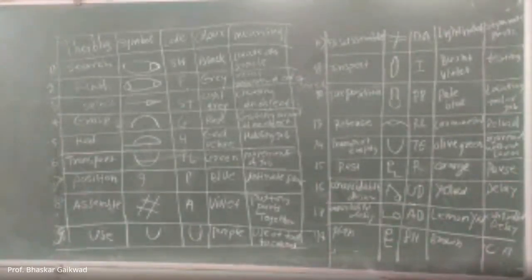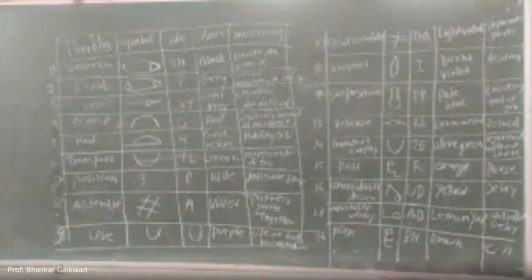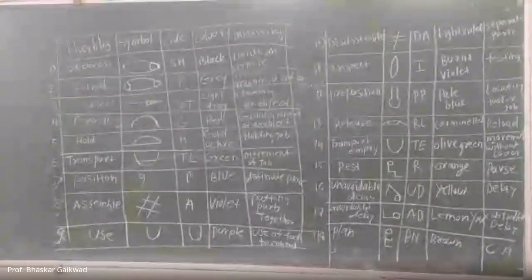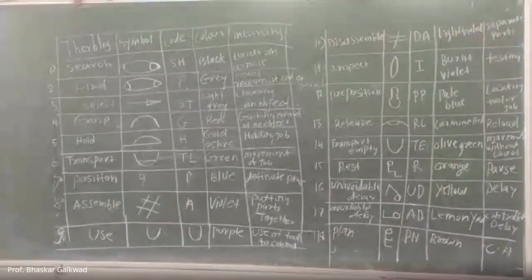Then avoidable delay, for example tool wear. We can replace that tool. It is an avoidable delay because of the tools. Sometimes the machine will not work, then we can replace the tools and the machine will start. For this the symbol is given, code AD, with lemon yellow color. Avoidable delay means we can control that delay by replacing tools. Because of a belt break, the machine gets delayed.